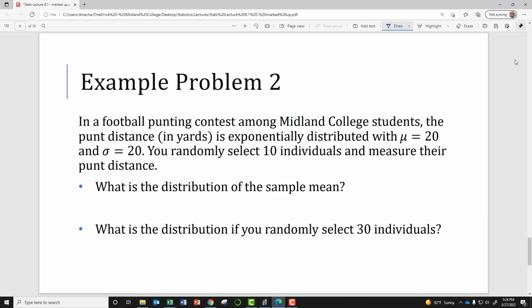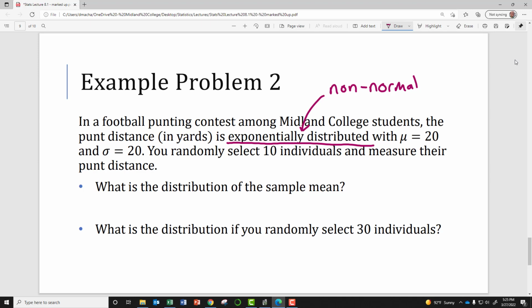Here's example 2. This says, in a football punting contest among Midland College students, the punt distance in yards is exponentially distributed with mean 20 and sigma 20. You randomly select 10 individuals and you measure their punt distance. Don't focus too much on where it says exponentially distributed. I don't want you to be familiar with the exponential distribution. Just know that this is some other probability distribution. That's not terribly important, but the point is that it's just non-normal. It's not the normal distribution. It's some other distribution. That's the important part.